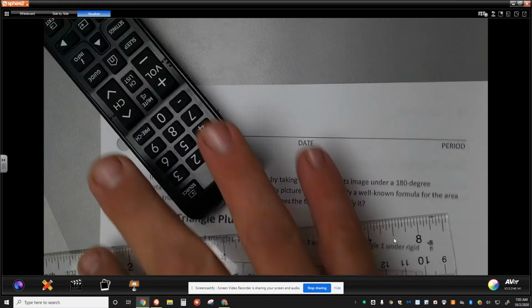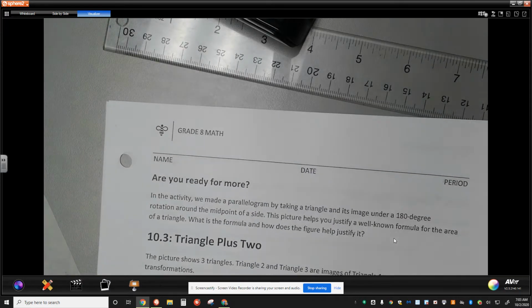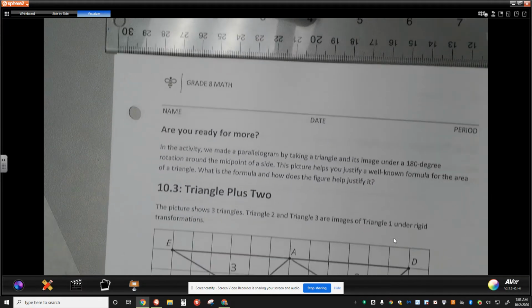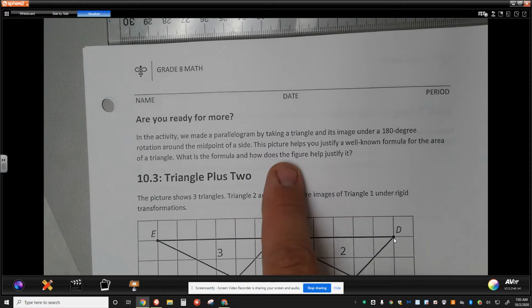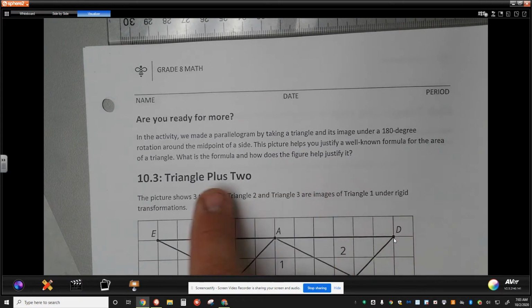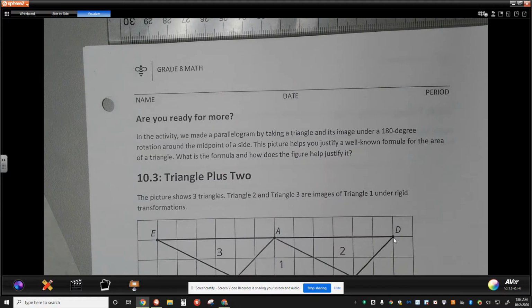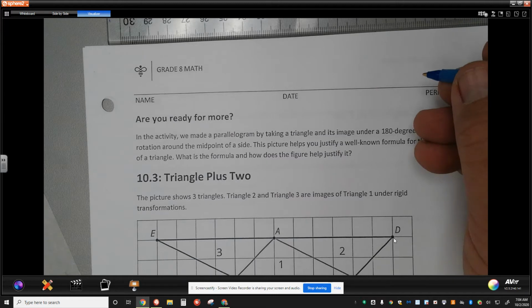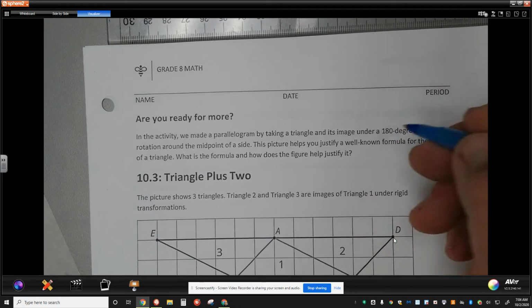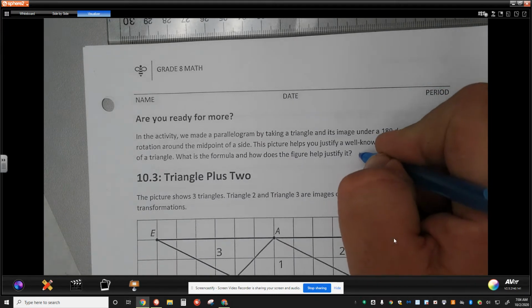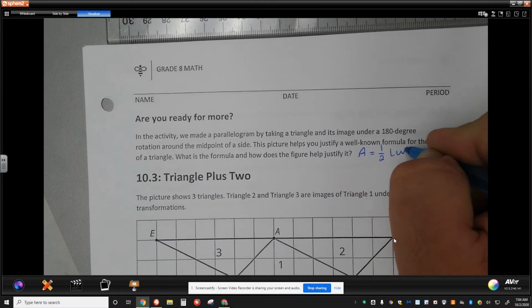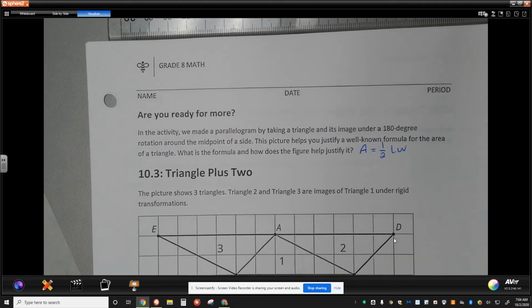Next one, this activity, we made a parallelogram by taking a triangle and its image under 180-degree rotation around a midpoint of a side. This picture helps you justify a well-known formula for the area of a triangle. What is that formula and how does the figure help justify it? Well, that's kind of a big question with this. A well-known formula for the area of a triangle is that the area is equal to 1/2 of the area of a rectangle. We know that the area of a rectangle is length times width.